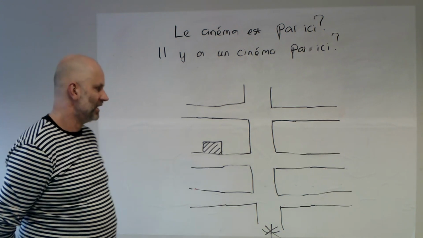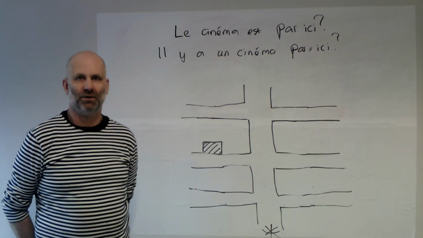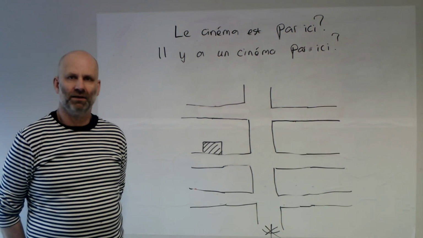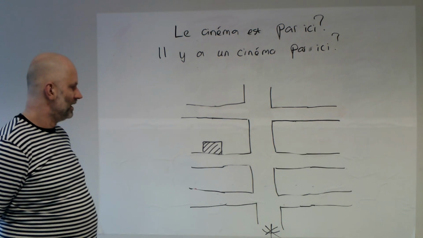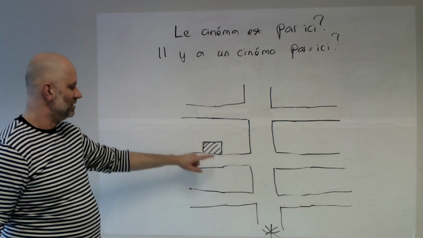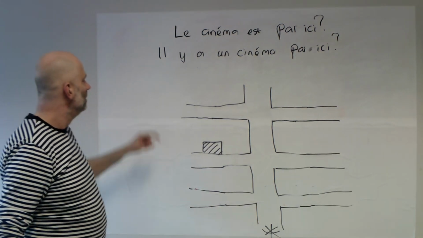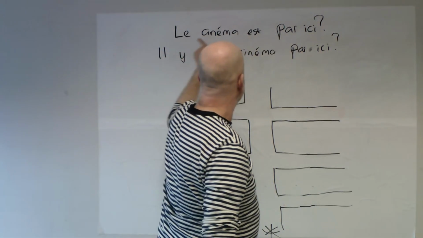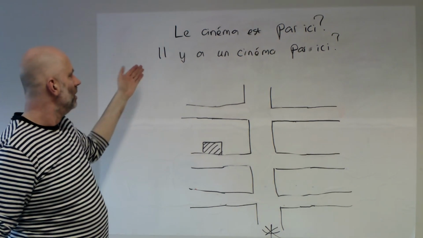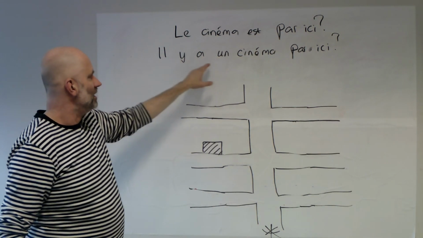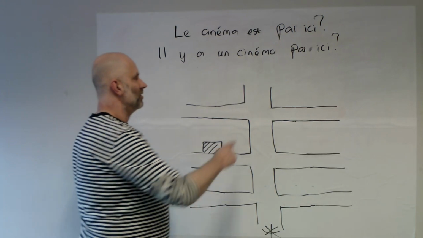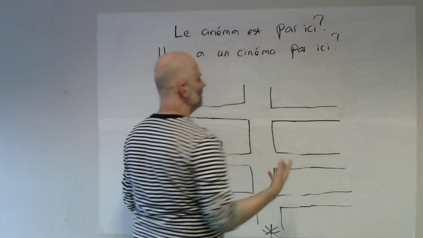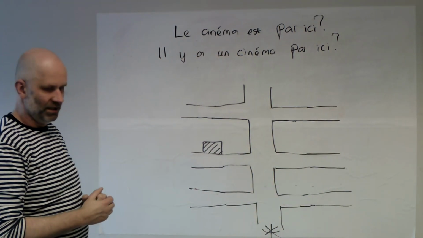Okay, so we've seen how to find a certain street. Now we want to find certain buildings. So if we look here, so this is the cinema. So again, we start here. So you might ask me, le cinéma est par ici. The cinema is around here. Or another question, il y a un cinéma par ici. So there's a cinema around here. So is that cinema around here?